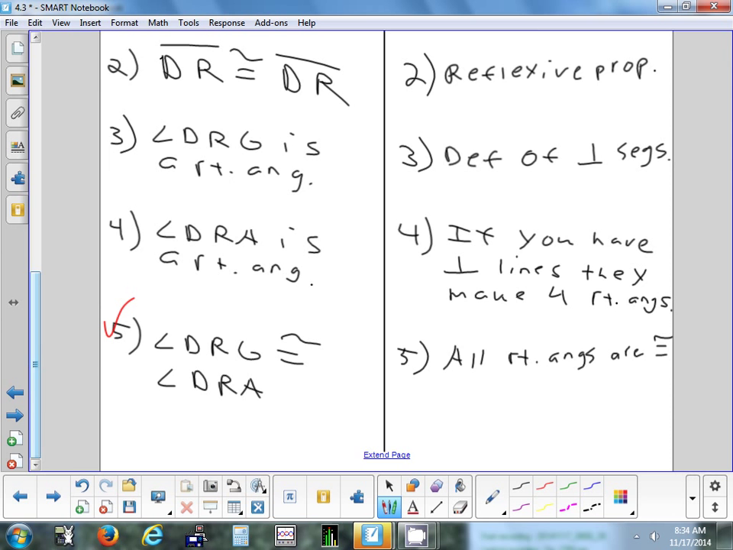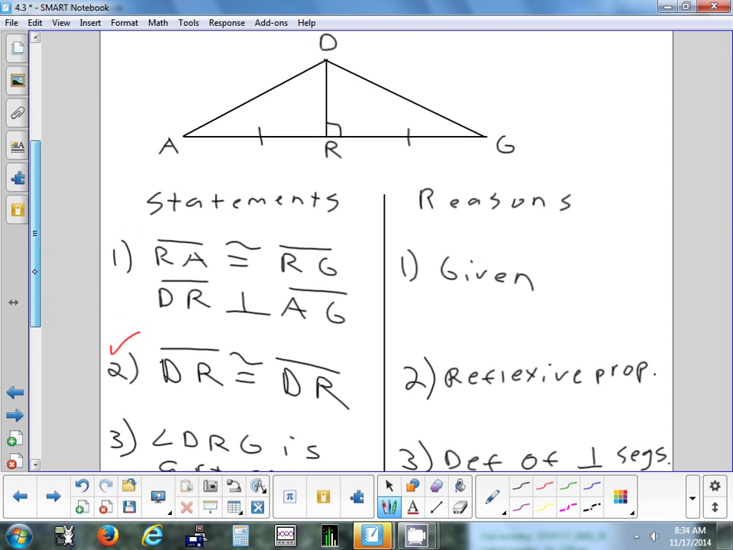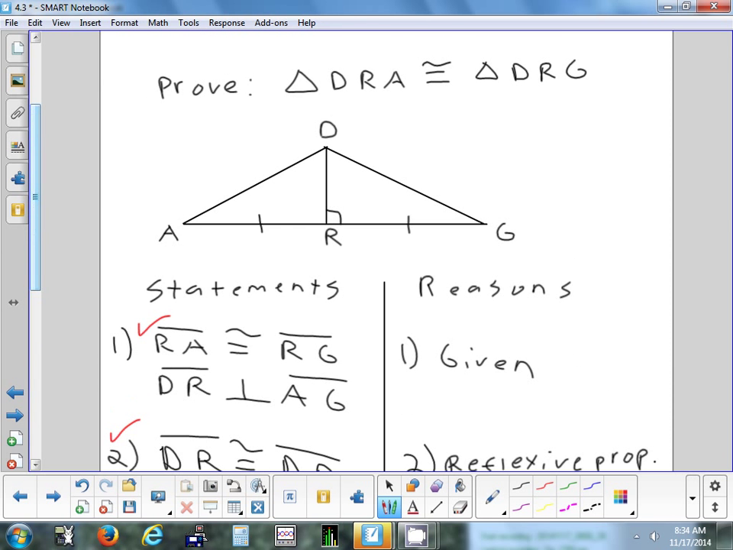Now let me check off the 3 important things here that are going to help us out. Angle DRG is congruent to angle DRA. DR is congruent to DR. And RA is congruent to RG. Those are the 3 things that are really going to prove what we want to prove.